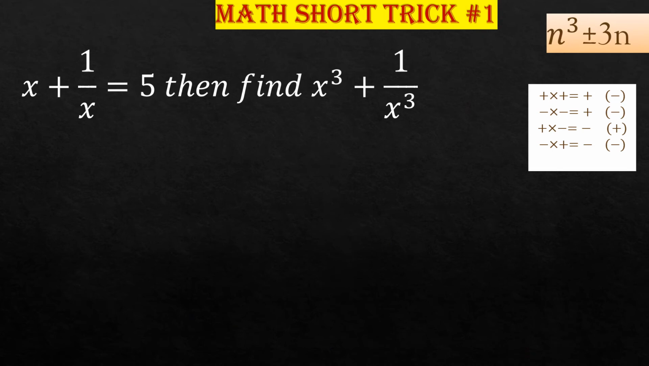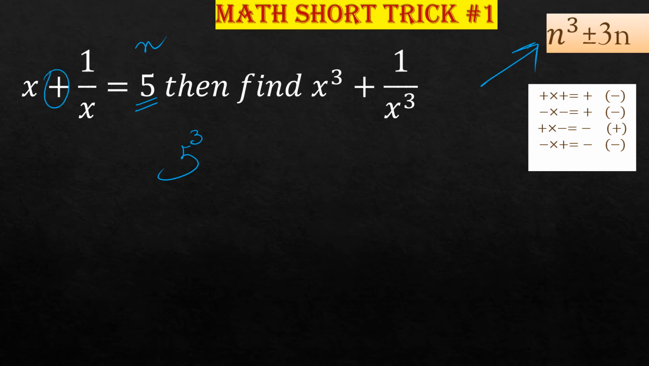What if they give you x plus 1 over x equals 5, then find x cube plus 1 over x cube? Now in this case, everything remains the same. Only you have to use the expression n cube plus or minus 3n. So n cube means 5 cube. Here it is the n, so you will write 5 cube.